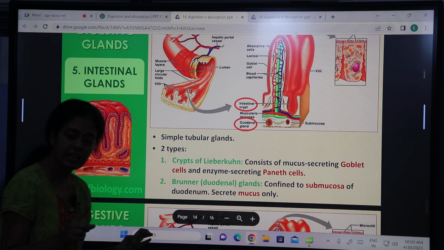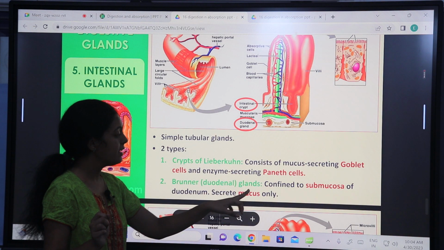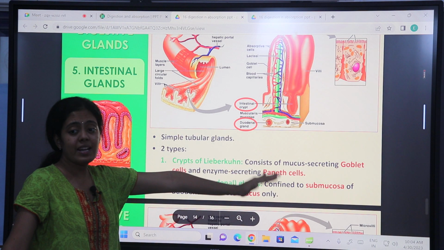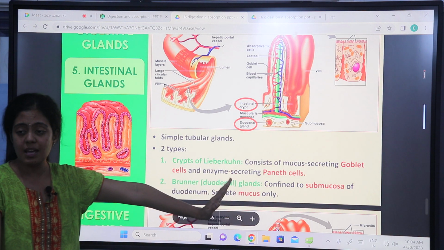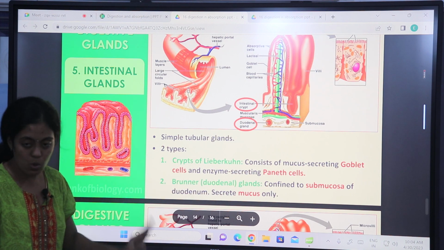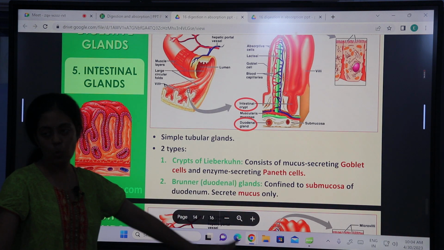Is it clear, guys? Understood? Then Brunner's gland or duodenal gland is confined to the submucosa. Remember, they can ask you where Brunner's gland is present, submucosa or mucosa. It is submucosa. Crypts of Lieberkühn is in the mucosa. This is in the submucosa. They secrete only mucus.